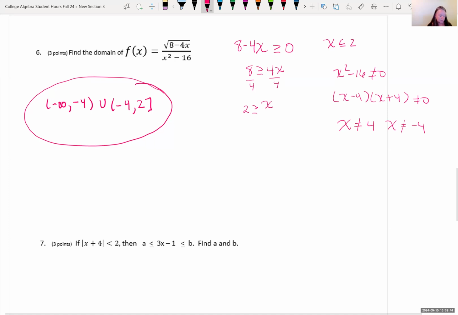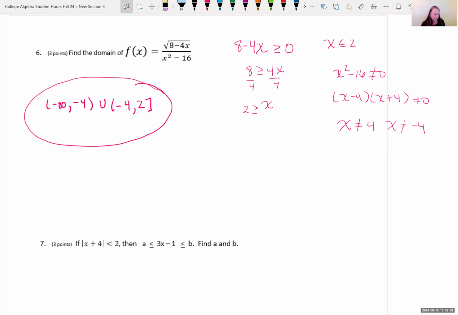And the last question on this practice test that you are taking, an old exam I've given: if the absolute value of x plus 4 is less than 2, and we're given then a is less than or equal to 3x minus 1 is less than or equal to b, we want to find a and b. Okay, so what I want to try to do is manipulate what's inside my absolute value to look like 3x minus 1.